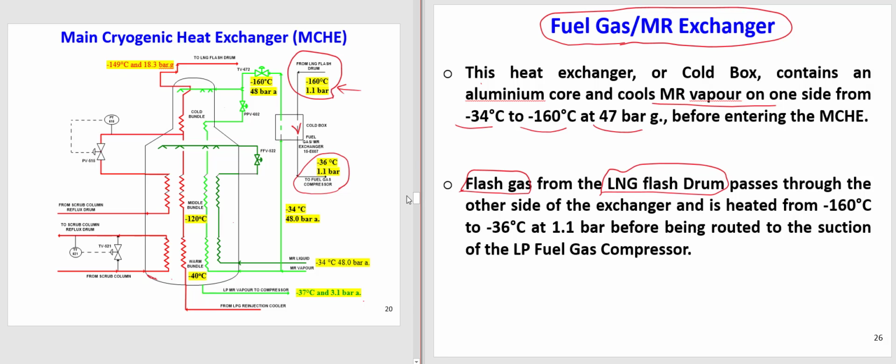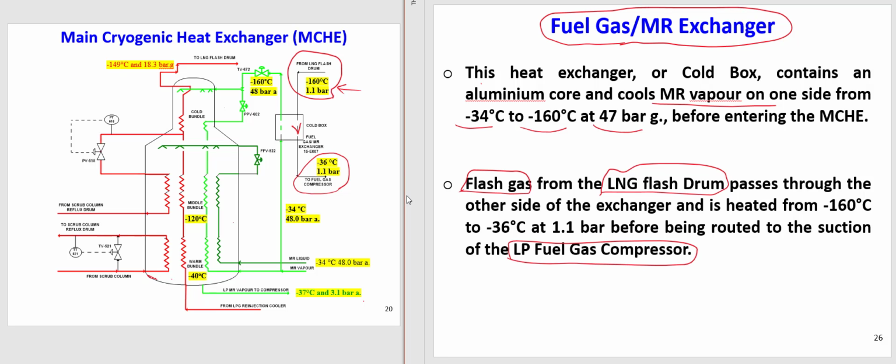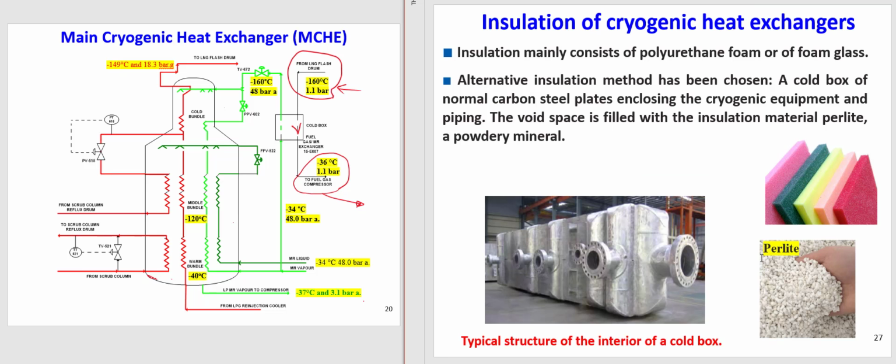Okay, and then it will be routed to the low pressure fuel gas compressor, because the flash gas or fuel gas we will send to the fuel gas storage. First, two steps of compression. We already talked about that in Unit 6 in nitrogen rejection, and then it will be sent to the storage. It's the fuel gas. Okay, so this is the cold box.